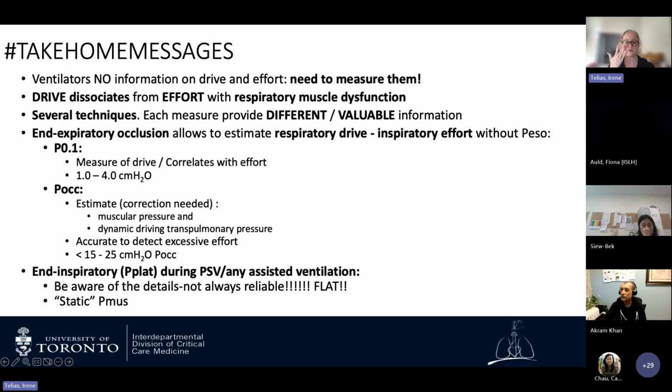And then when you use the end-inspiratory occlusion during pressure support, be aware of the details. Not all of them are usable; it has to be reliable to be able to use it. We did a validation study a while ago where we found that a bit more than 70% of the occlusions are reliable. The ones that were not reliable, when the pressure keeps going up or when it goes down, are usually associated with high drive and effort. So it's still informative, I guess.